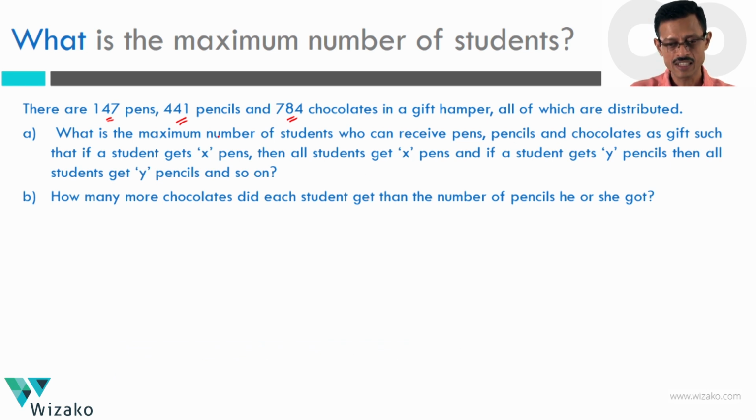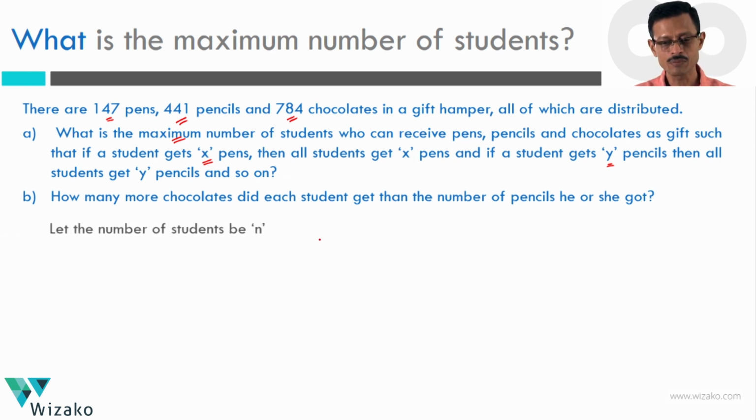How is it distributed? We'll come to what the question is asking a while later. We'll look at how it is distributed. If a student gets X pens, then all students get X pens. Distributing it in such a way that if I give 5 pens to one student, then every student is going to get the same 5 pens. In this case, X pens. If a student gets Y pencils, then all of them get the same Y pencils. And so on. So if someone gets Z chocolates, then everyone is going to get the same Z chocolates. What we need to find out is the maximum number of students who can receive these gifts.